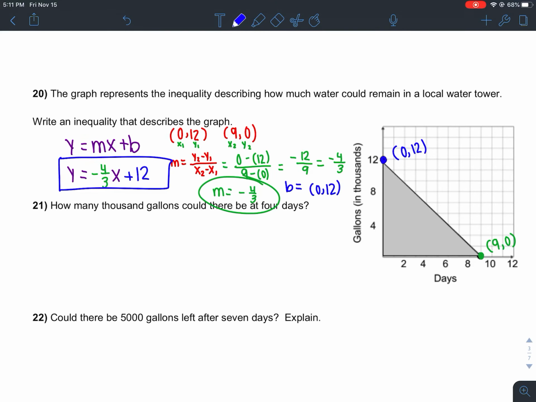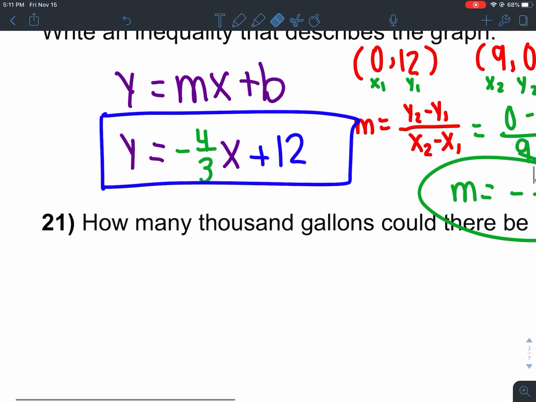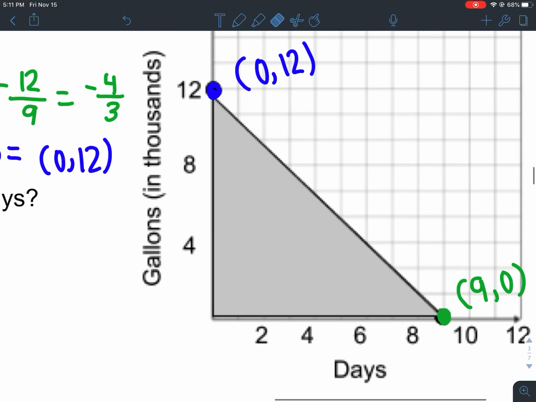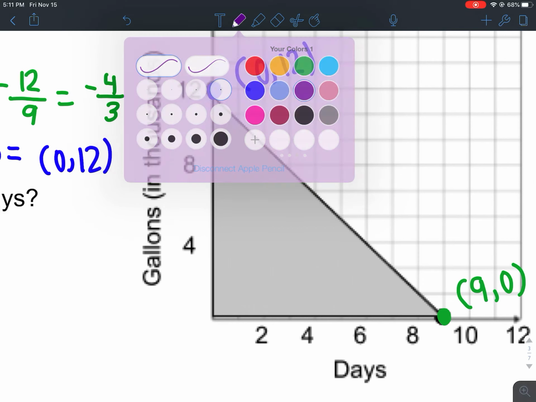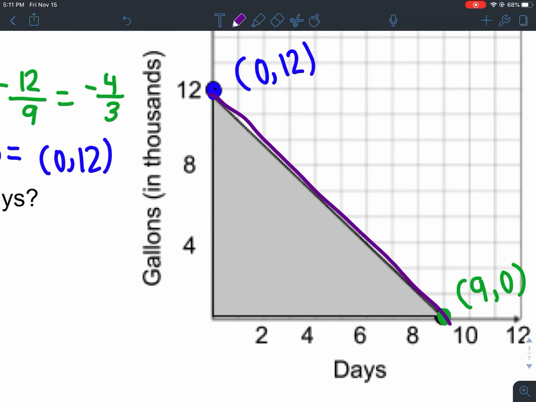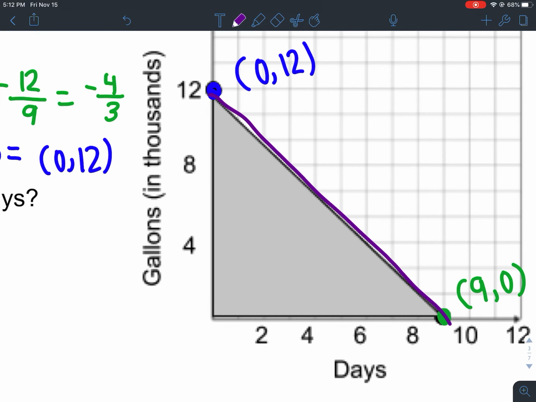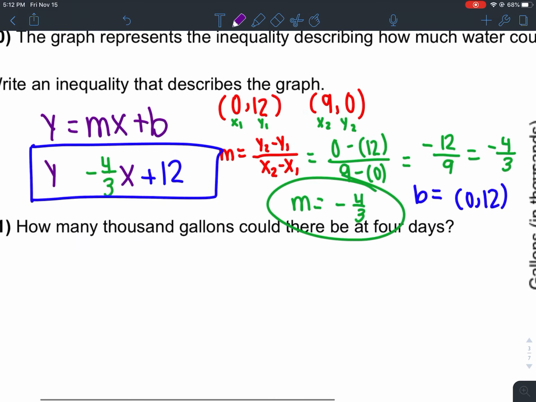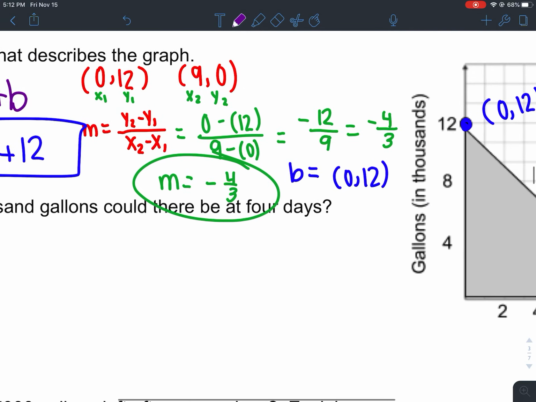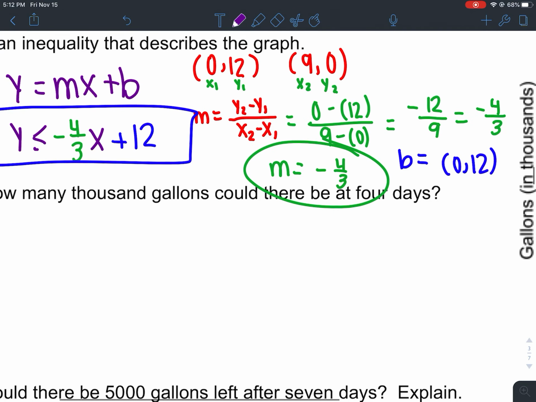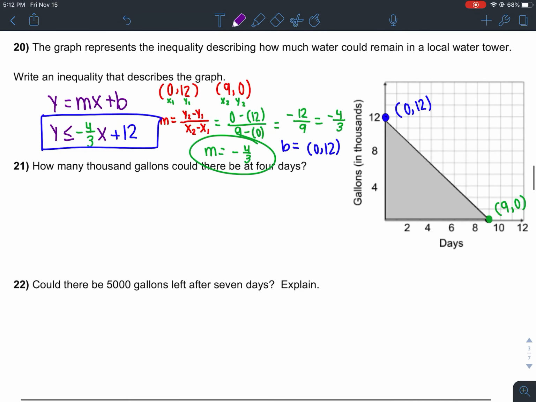So this is the equation, but it wanted an inequality, right, because they're shading. So we got to get rid of those equal signs. Well, is the shading done above the line or below the line? Look at your line here. It's shading below the line. So if we shade below the line, what kind of inequality is that? It's going to be less than. And because you have a solid line when you graph, it's also going to be equal to. So this is going to be y is less than or equal to negative 4 over 3 x plus 12, which is your y-intercept.